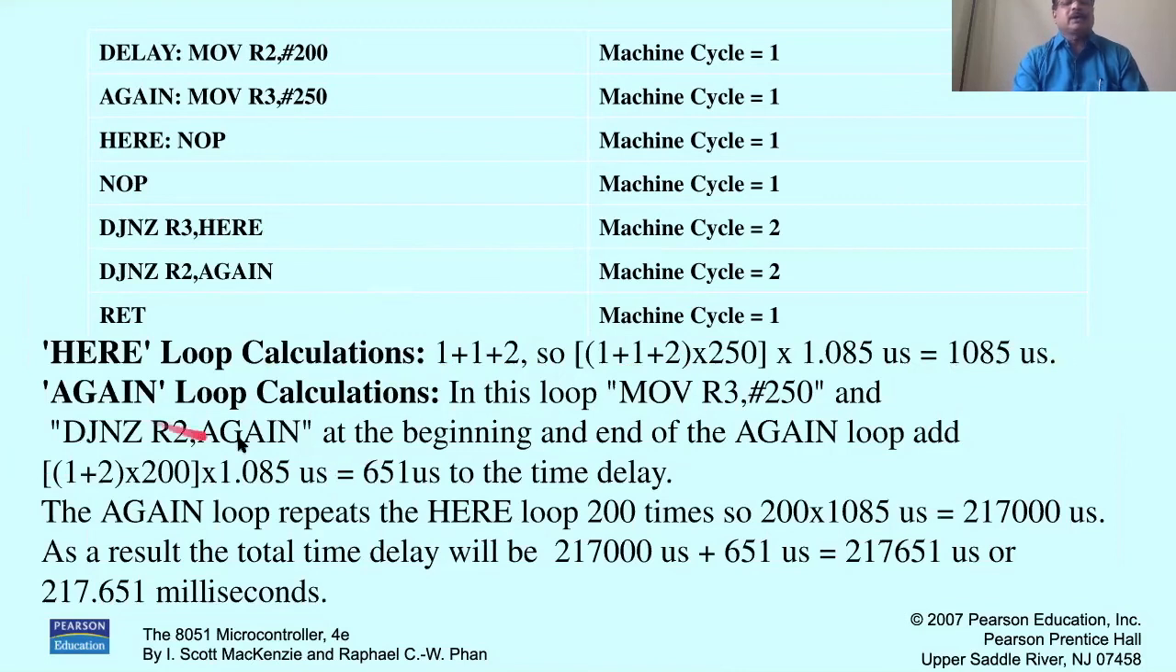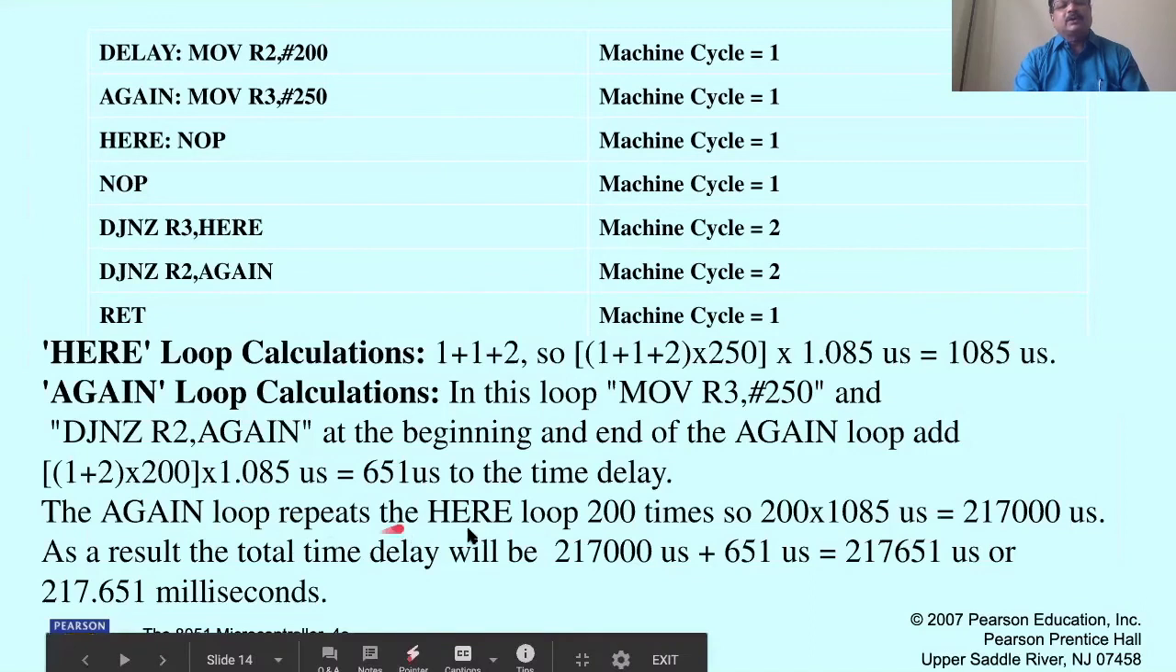Now the again loop calculation. In this loop, MOV R3, #250 and DJNZ R2, again. The 2 instructions at the beginning and end of the again loop add 1 plus 2 into 1.085 microsecond, which gives you 3.255 microsecond, so that much time delay has to be added. The again loop repeats the here loop 200 times. You can see R2 is 200.